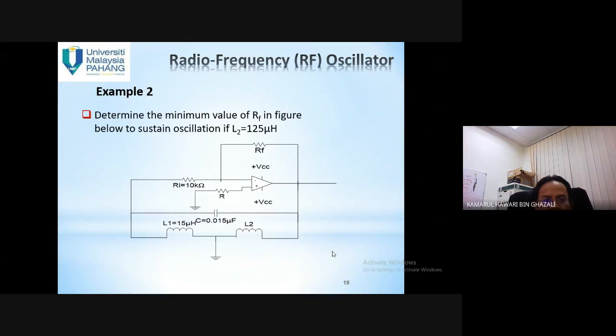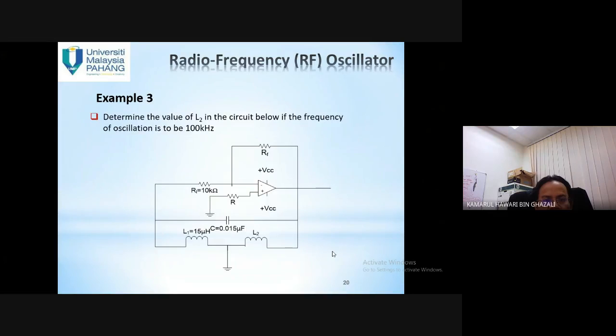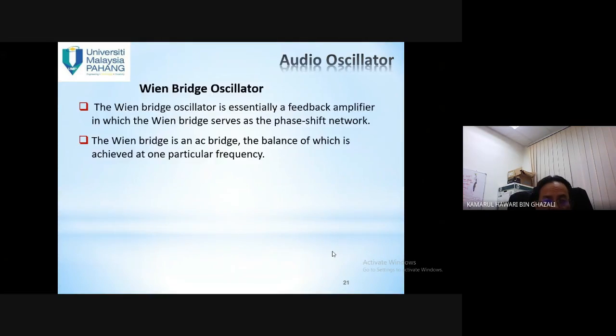Example 2, determine the minimum value of RF. Example 3, determine the value of L2. So you can try by yourself. If you have any problem, you can have an online session anytime during the class.